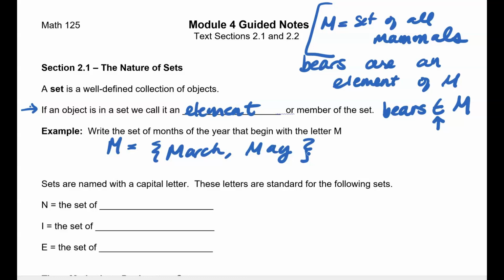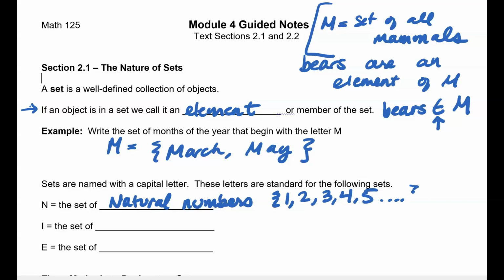As I mentioned, sets are always named with a capital letter. These are some standard letters that we use for certain sets. For example, capital N stands for the set of natural numbers. So if you're ever doing a homework problem and you see the capital letter N, you can just assume that they're talking about the natural numbers if they don't say otherwise. The natural numbers are whole numbers, except it does not include 0. So the first natural number is 1, and then 2, 3, 4, 5. So think like counting numbers. Those are all natural numbers. No fractions, no decimals in there.